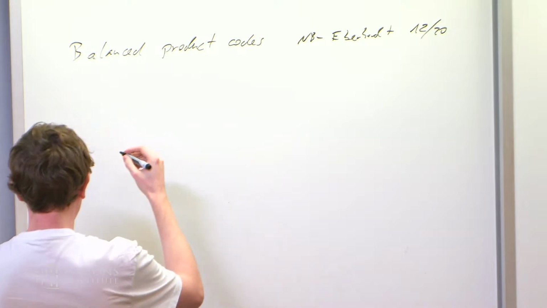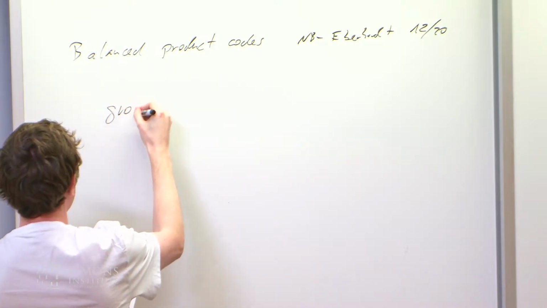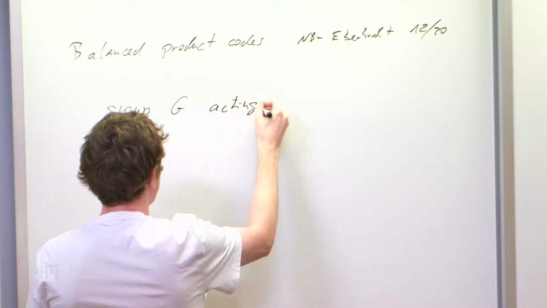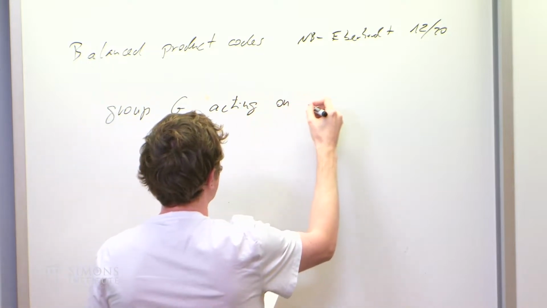So let me just introduce this real quick. The idea is we have some group, G, acting on a topological space.